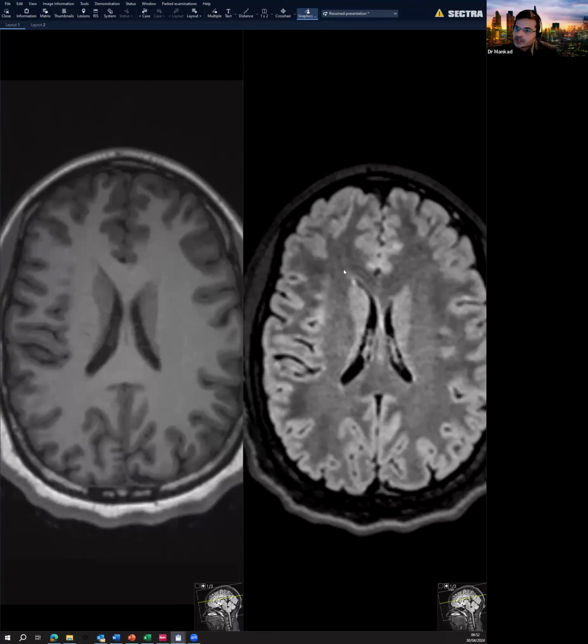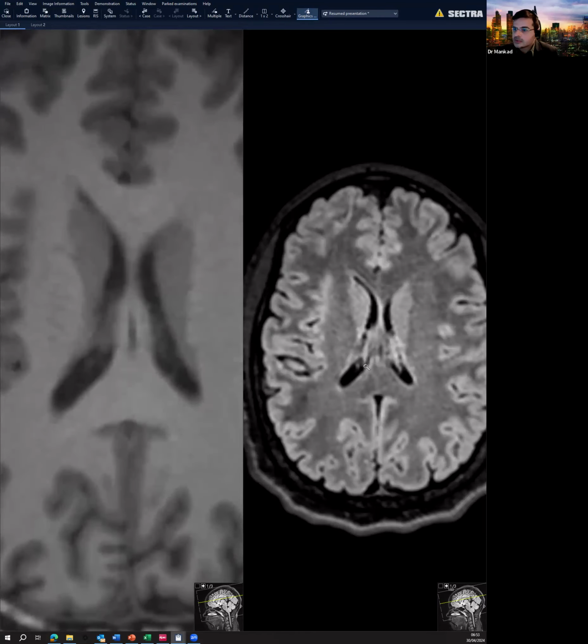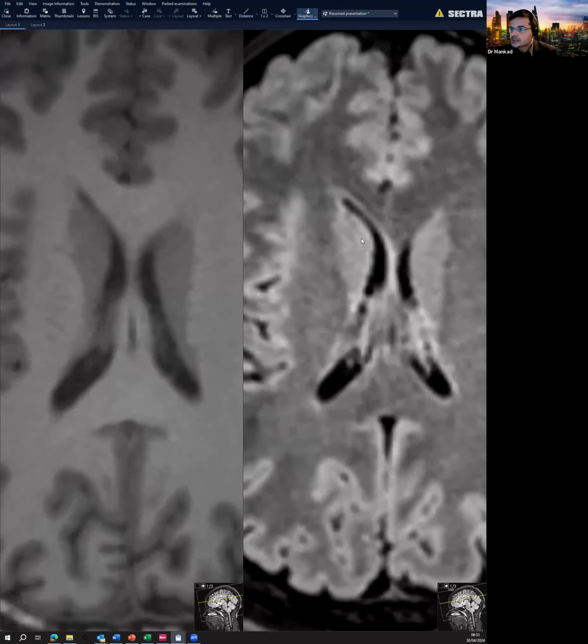The other thing to appreciate is that because it is fluid attenuated, essentially you have lost the signal. You've taken out the signal from all the CSF. And because you've taken out the signal from all the CSF, that is why you can pick up cortical lesions and small lesions everywhere. But just appreciate the CSF signal on the T1 compared to the flare weighted sequence. And you will agree with me that this is much, much darker compared to the T1 weighted sequence.